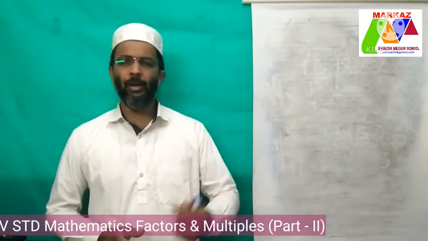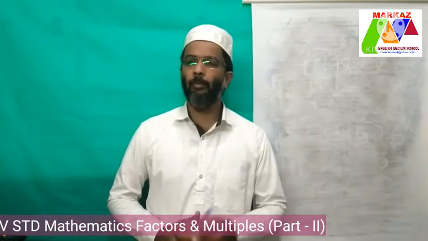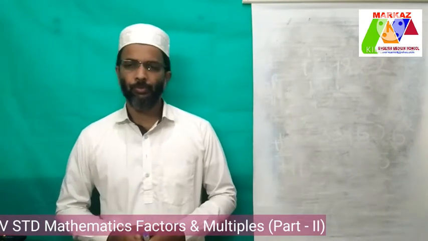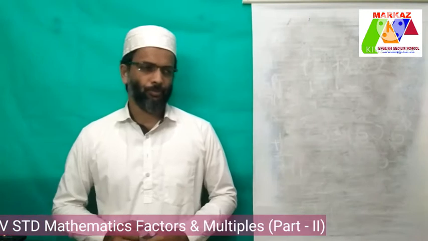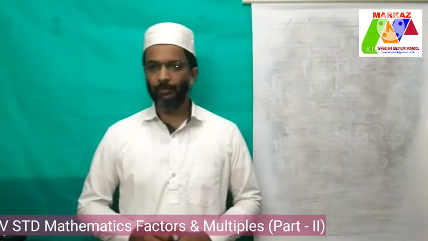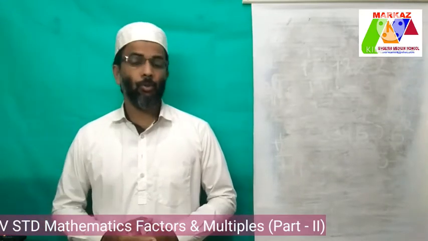First one is even number. What is even number? Does anyone know even number? Yes, even number is a whole number that is exactly divisible by 2. Clear? For example, let us take number 14. 14 is even number because 14 is exactly divisible by 2.